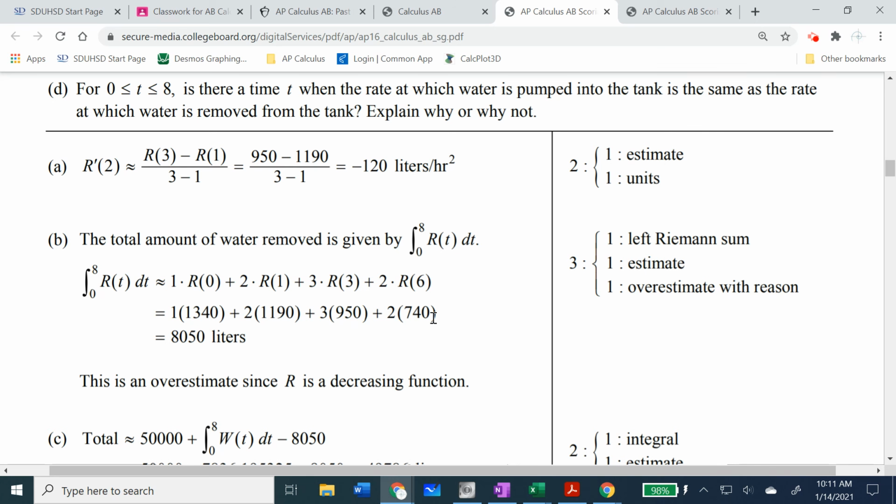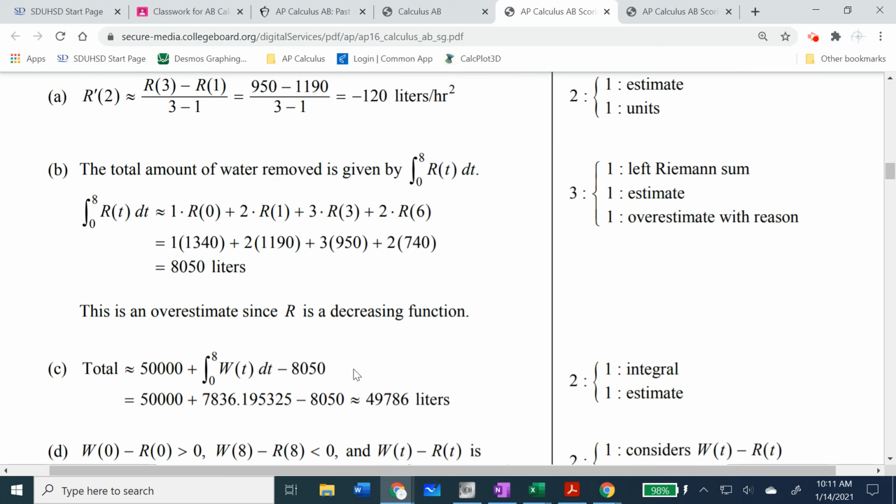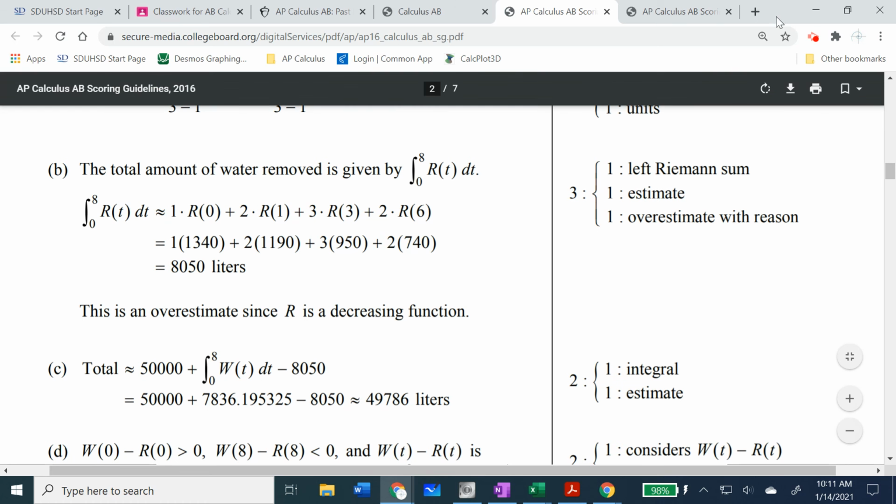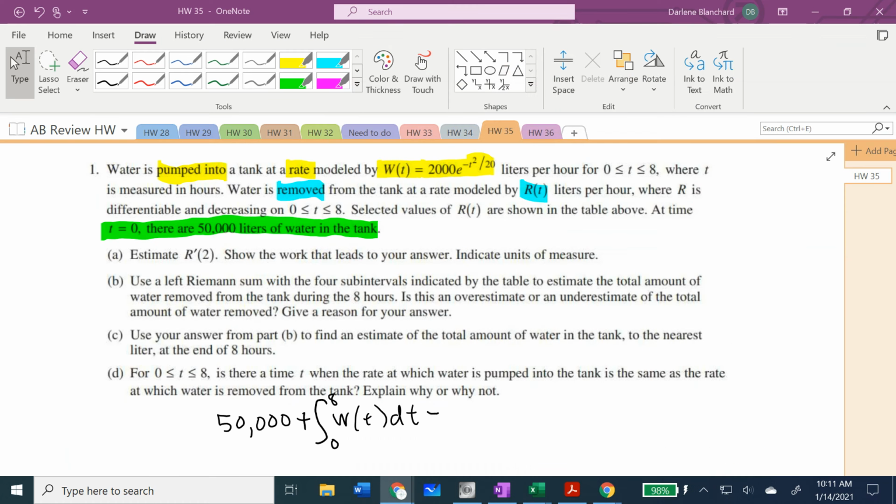But then again, at the same time, you've got a calculator, so it's probably not too much to sit there. It might be easier to just plug it in your calculator, get the number. Anyway, then you'll subtract whatever that approximation is. But it did say round to the nearest liter, so make sure that you do round to the nearest liter. All right, then let's move on to part D.